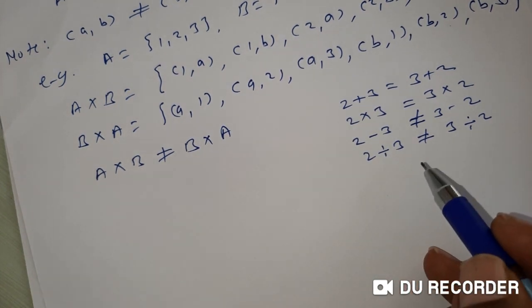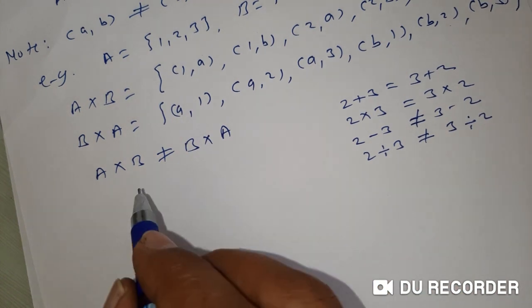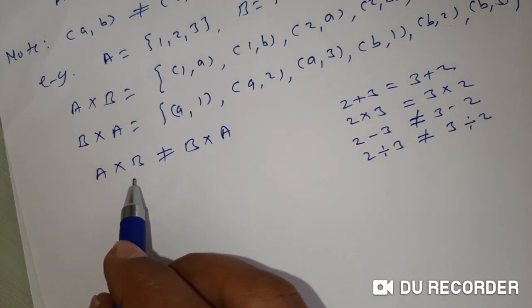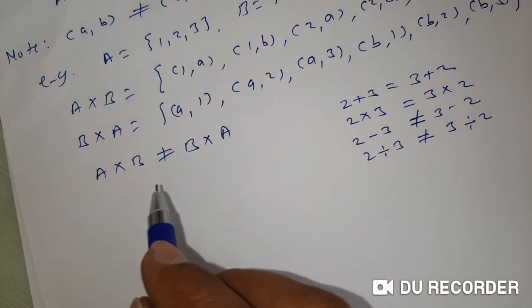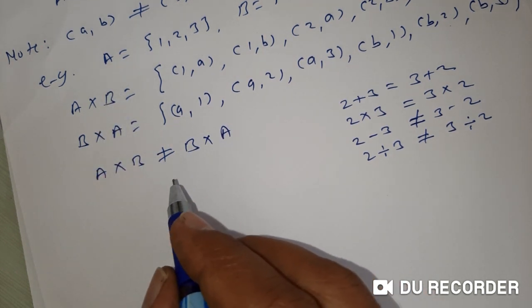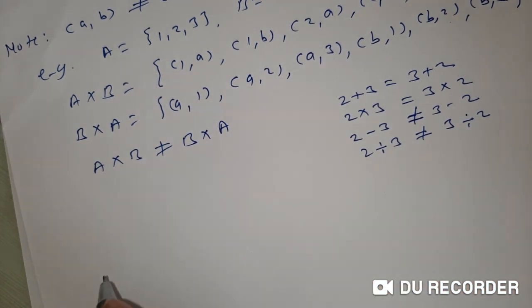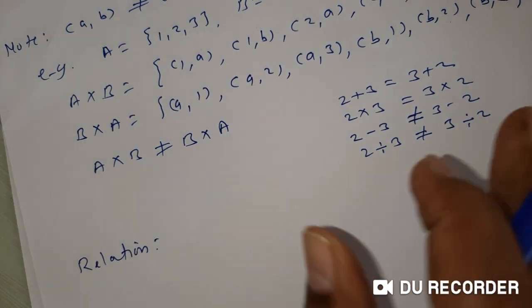Division operation is not commutative. Like that, the Cartesian product of two sets is not commutative. A cross B and B cross A are not equal. So next is the definition of relation.